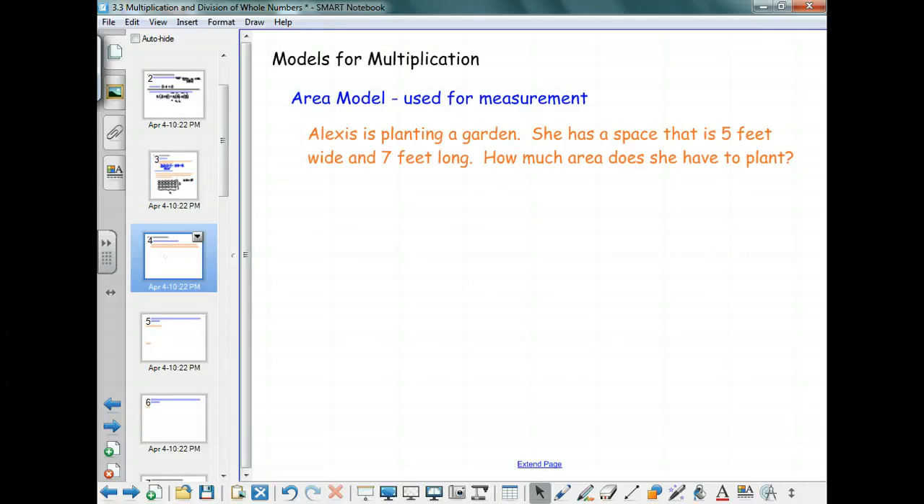As does the next one. All right, so the next one has some similarities to the array model. It's called the area model. And the area model is used for measurement, okay? So what do I mean by that?